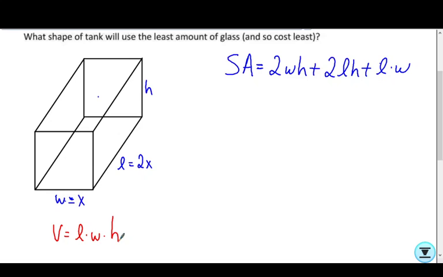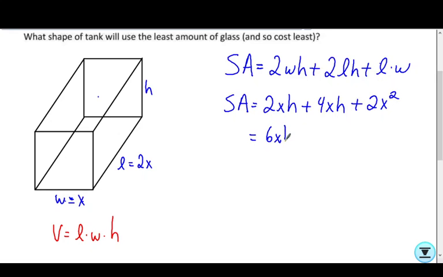Okay? So now my surface area equation, we're going to simplify it by using the x and the 2x. Wherever you see w, I'm going to put x. So this is 2xh plus 4xh plus 2x squared. When we simplify, we get 6xh plus 2x squared. So that's my surface area equation.